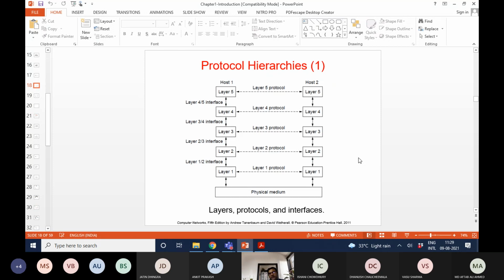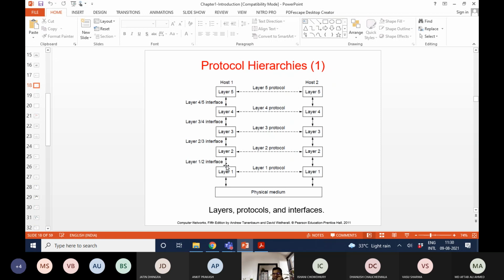Here also, in the case of protocol hierarchies, if we take the example of the physical medium, from the physical medium layer 1 can be connected, from layer 1 it can connect to layer 2, and from layer 2 to layer 3. Whenever we are communicating between two layers, you can say that there is one interface present, that is the layer 1 to layer 2 interface.